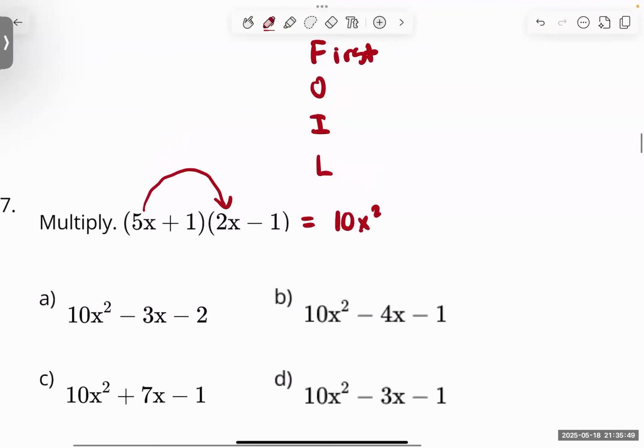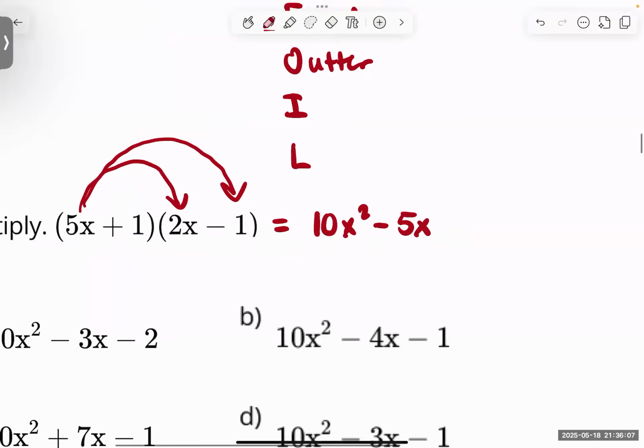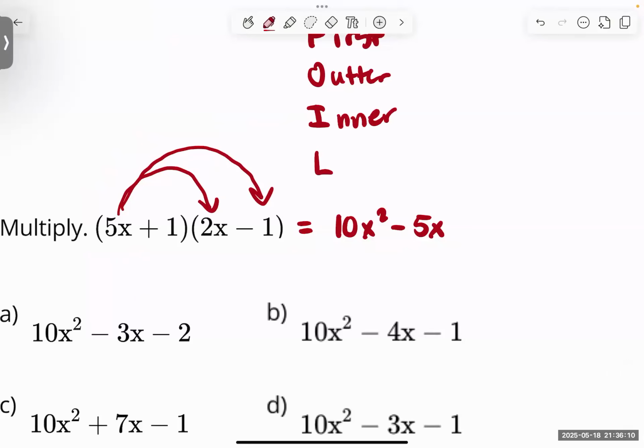Now, O stands for outer, like outer space. These are the outer ones. So 5x times negative 1, that is minus 5x, negative 5x. I stands for inner, and these two are kind of like inners here. They're inside the whole thing. 1 times 2x is just positive 2x, and L is for last, which these two are the last in their parentheses. 1 times negative 1 is minus 1.